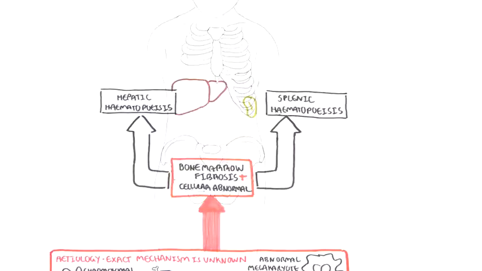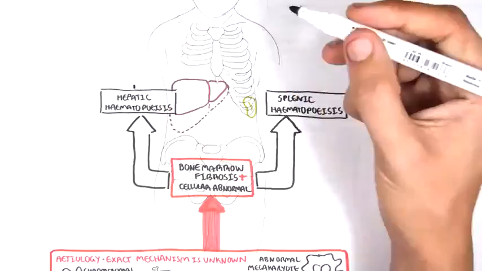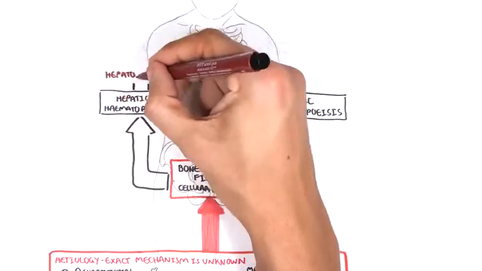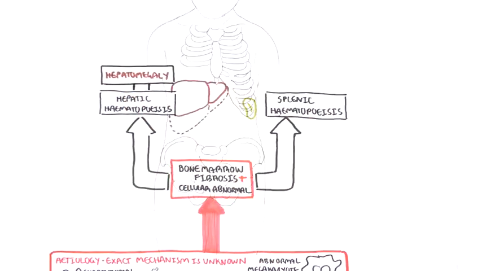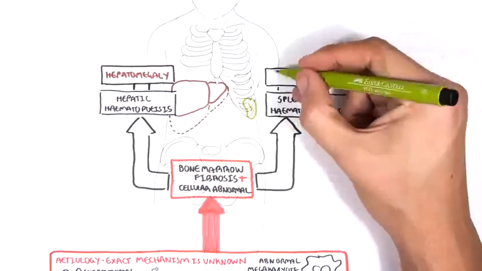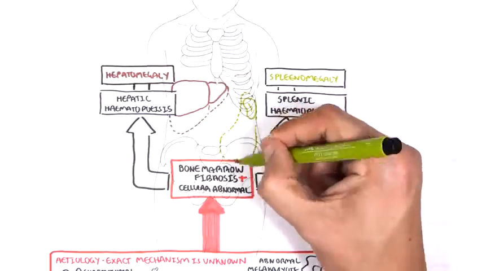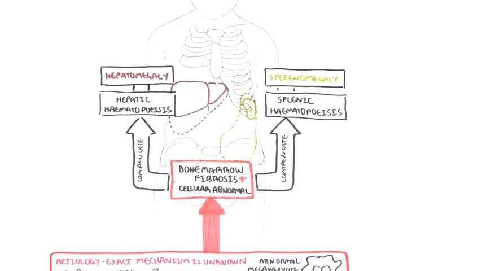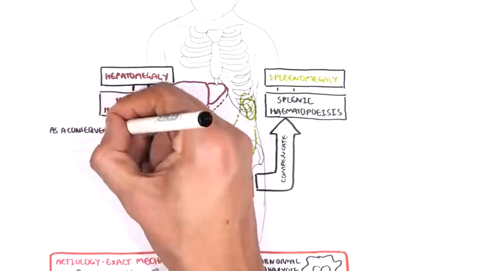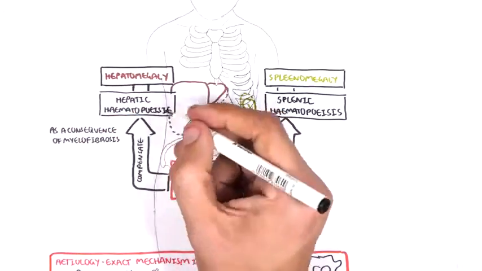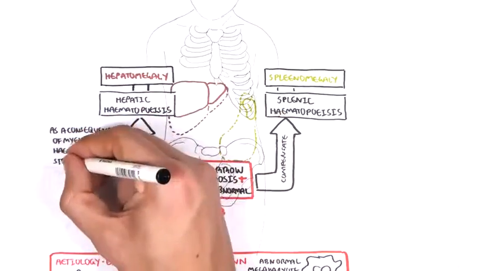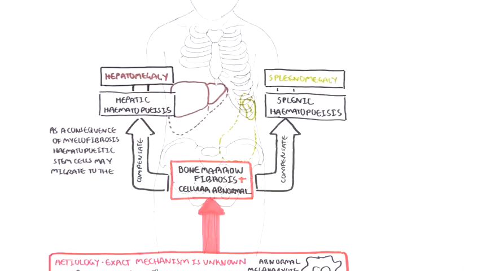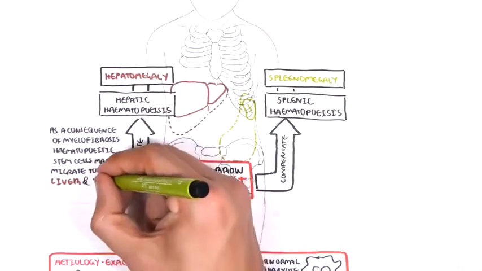As a result of hepatic hematopoiesis, you get hepatomegaly. Similarly, as a result of splenic hematopoiesis, you get splenomegaly. The liver and spleen are essentially compensating for the fibrotic bone marrow. Again, as a consequence of myelofibrosis, hematopoietic stem cells may migrate to the liver and spleen.